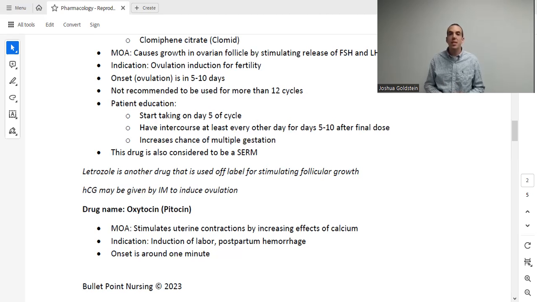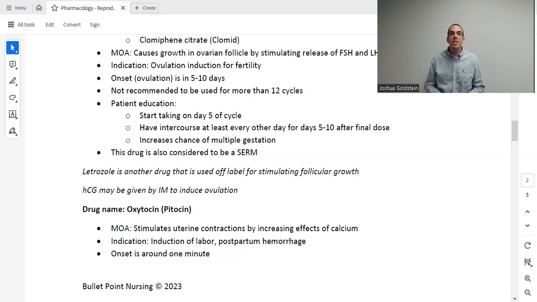An interesting fact to note here, and again, this is a pretty obscure fact. I don't know if you'd be tested on it, but HCG can also be given to men to help with infertility. Letrozole is another drug that is used off-label for the same thing that Clomid's used for. Some of the newer studies are now showing that it's actually more effective than clomiphene. Again, depends on what the latest data says at the time that this is being put into practice. But letrozole and Clomid are two options to help a patient prepare for ovulation.